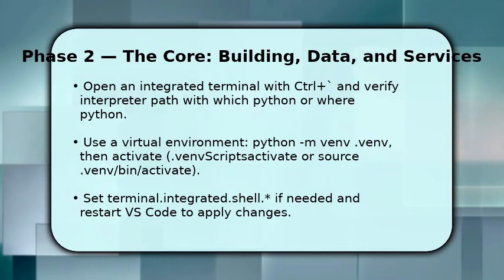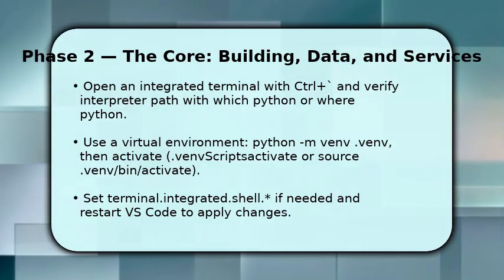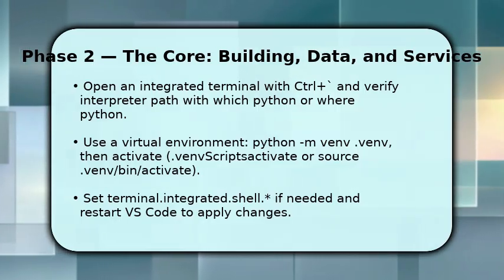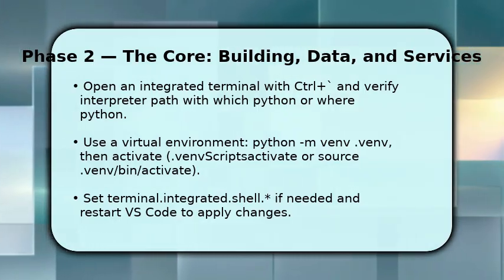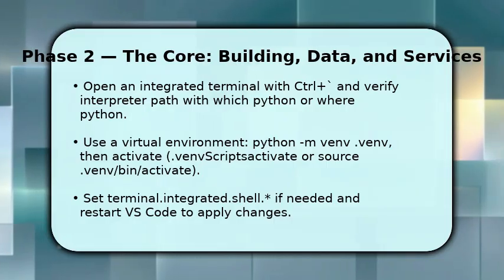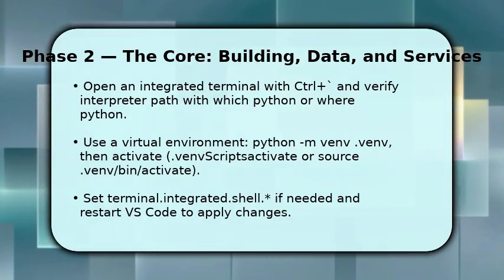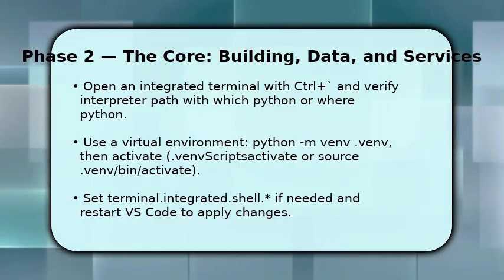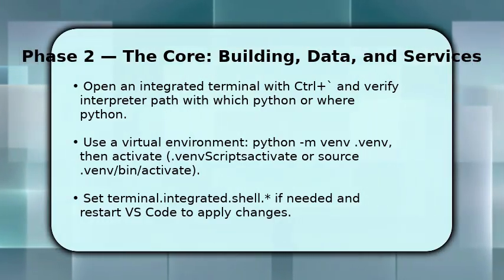If you use a virtual environment, create it with python -m venv .venv and activate the environment. This isolates dependencies and prevents conflicts. Make sure the terminal shell is configured for your OS in settings if commands behave oddly. Once configured, restart VS Code to ensure the interpreter and terminal settings apply.